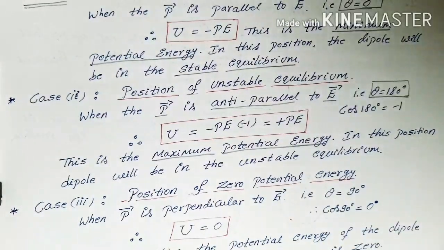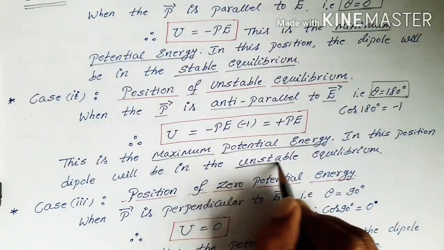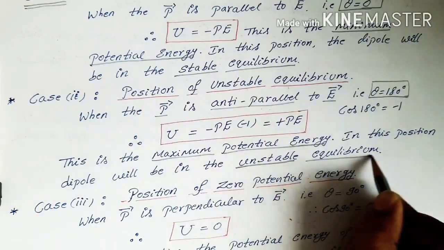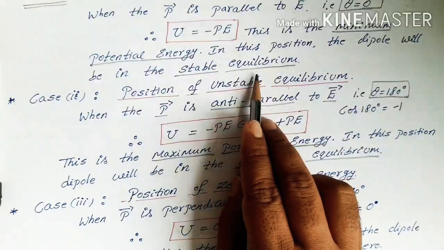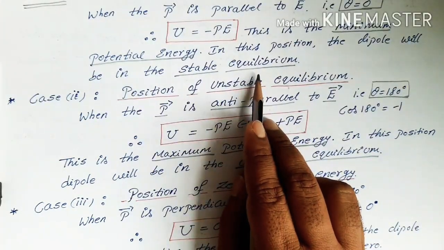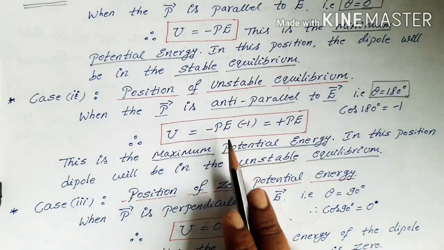And in this position, the dipole will be in unstable equilibrium. Unstable means it continues to rotate. The dipole keeps rotating in an electric field. So this is the meaning of unstable equilibrium. Stable equilibrium means the dipole never experiences any force and it never rotates. But here it keeps rotating because of this maximum effect.